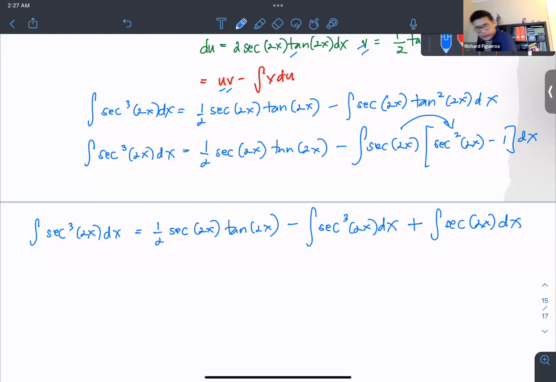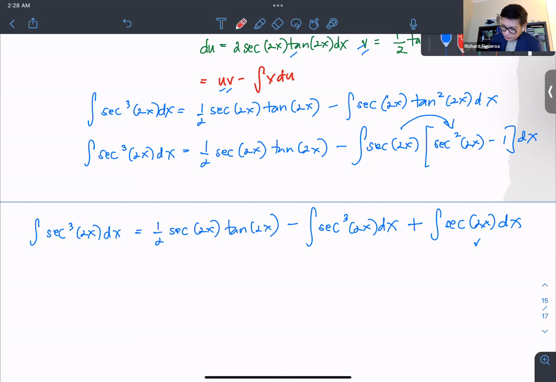Okay. So what happens this time? So the secant 2x has a direct integral. We just need to let u as 2x, so our neutralizing factor is 1/2. However, for the secant cube, there's a repetition. So the secant cube 2x recurs again.